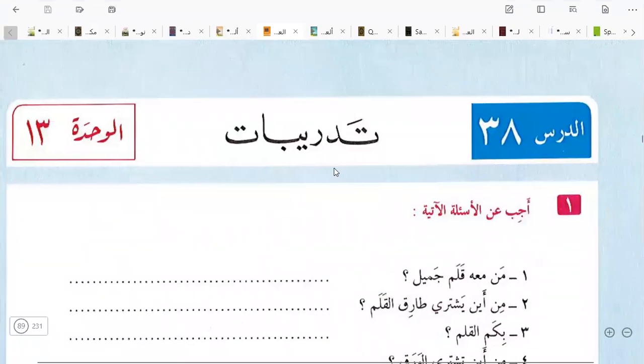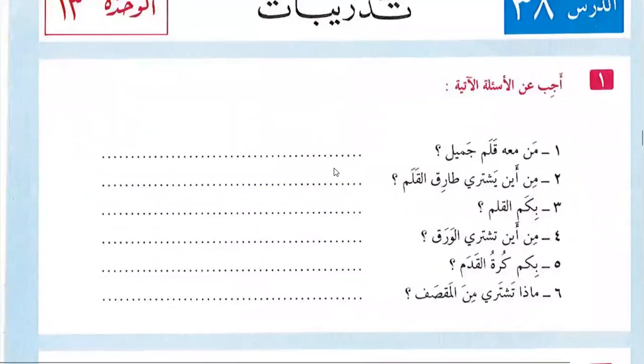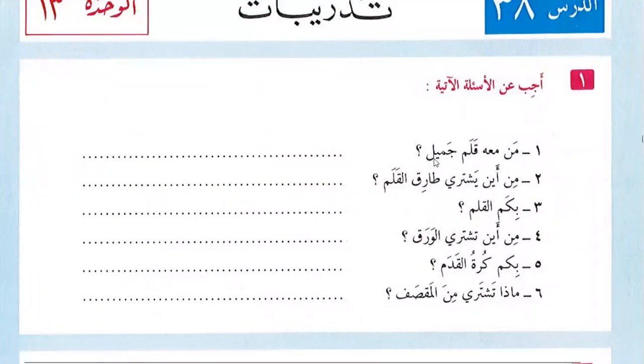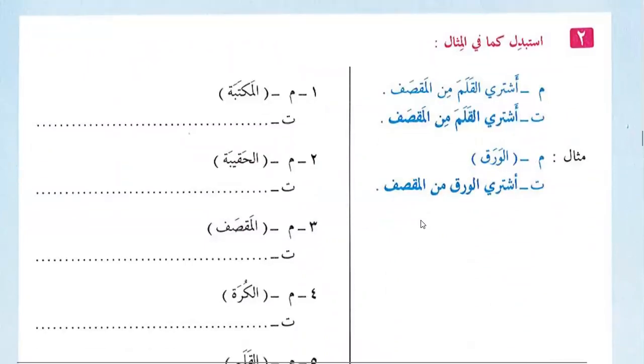Exercises: answer the following questions. You will write the answers to these questions according to the lesson. This is your homework. Replace like in the example. The teacher said: ashtari al-qalam min al-maqsaf, I buy the pen from the canteen.